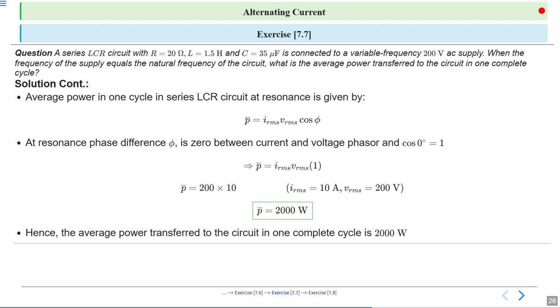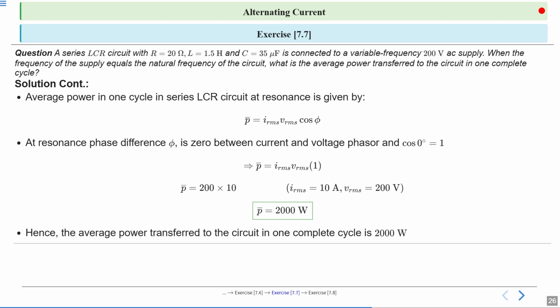Okay, so hence the average power transferred to the circuit in one complete cycle is 2000 watt, and this power will be dissipated across resistance only. Because average power dissipated across capacitor and inductor is 0. The reason, as we know, is that in the case of a capacitor, in one quarter cycle the capacitor is being charged, due to which energy is stored. In another quarter cycle the capacitor is being discharged and the stored energy is returned.